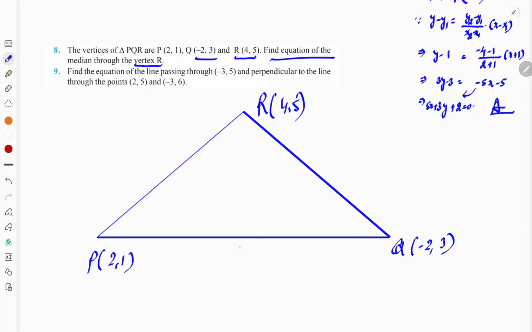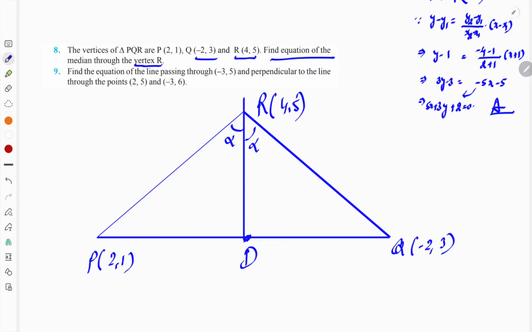So what will the median be? The median through R will join R to the midpoint of PQ. Let's say the midpoint is D. RD is the median. We need to find the equation of RD. Dear student, it is a median, so if this angle is alpha, then this is also alpha.